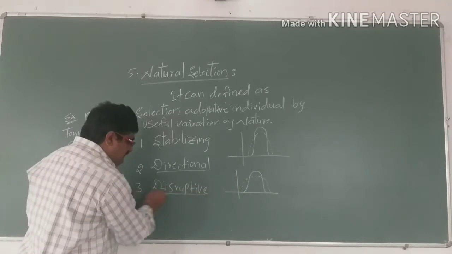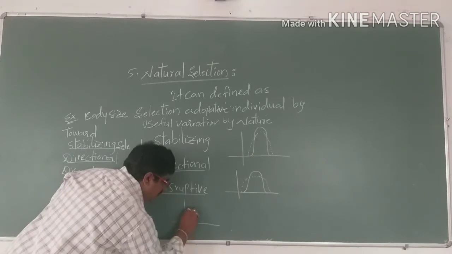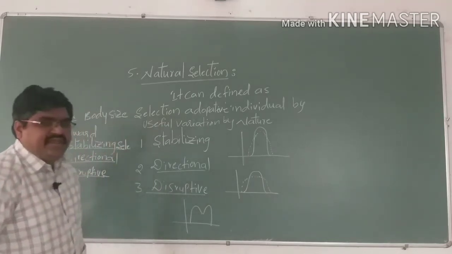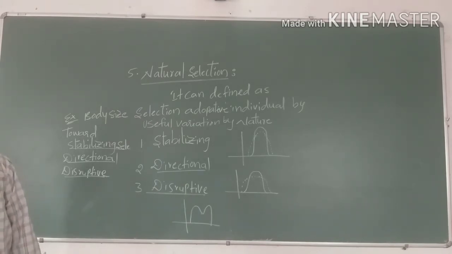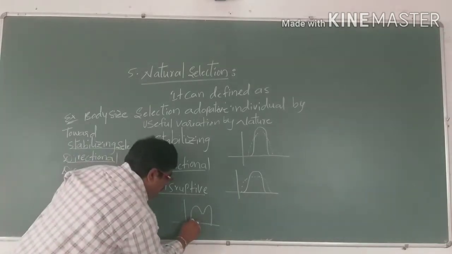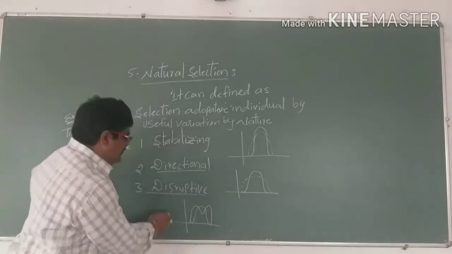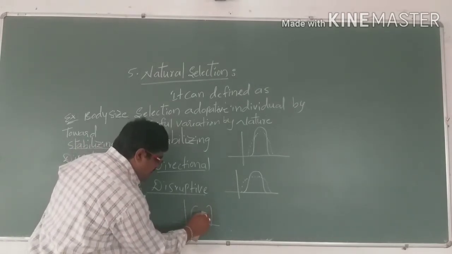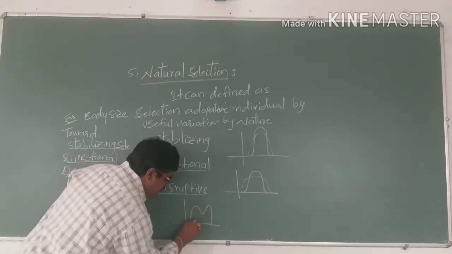And lastly, in disruptive selection there are two peak levels, with small sized and large sized body organisms present, consisting of two peak levels. Such a condition we call disruptive selection. The medium sized individuals are fewer, so the mean value changes towards small sized individuals.